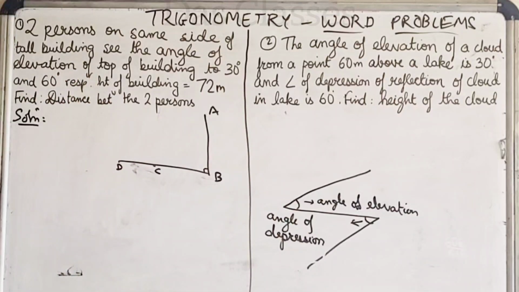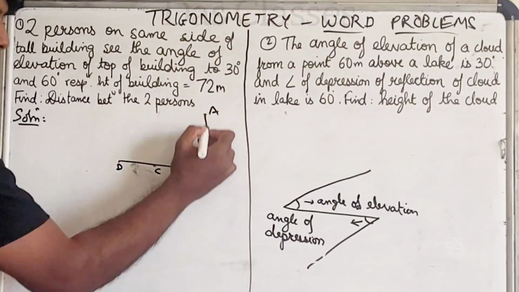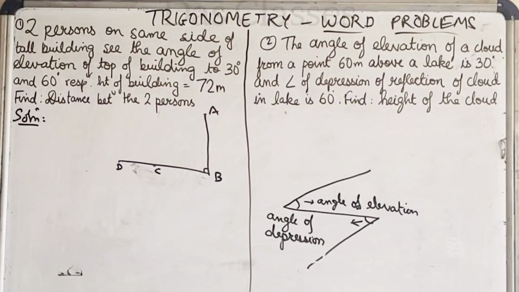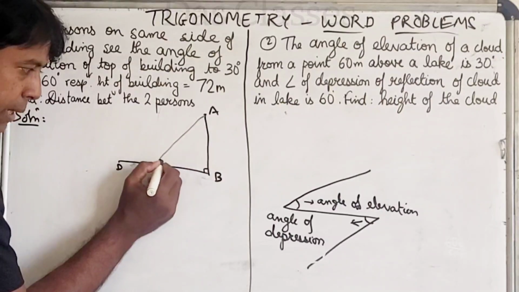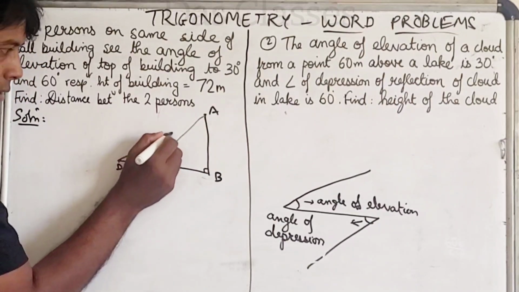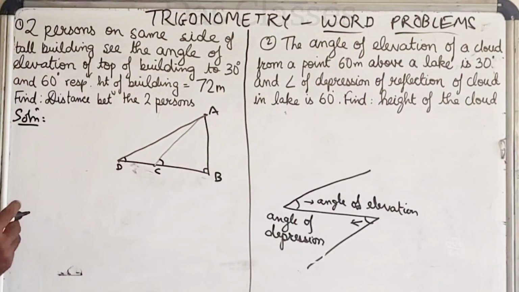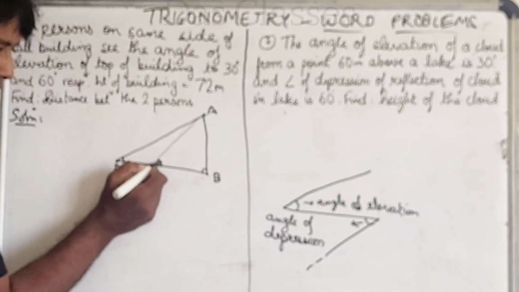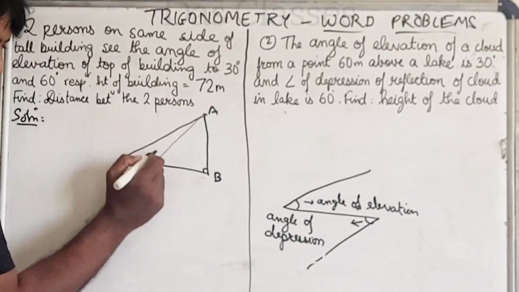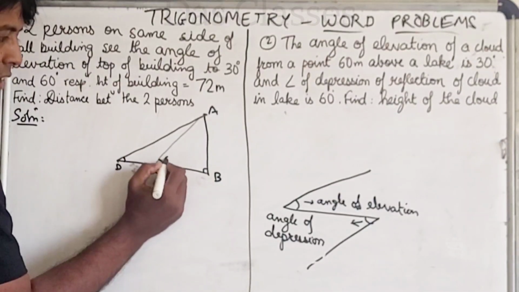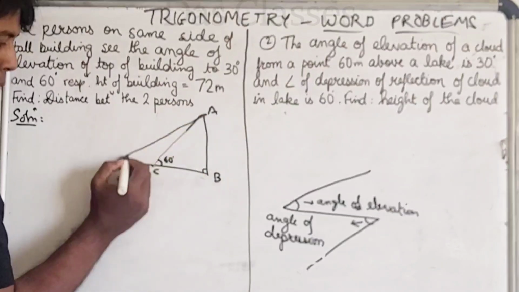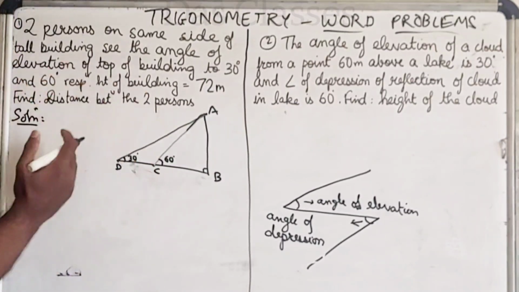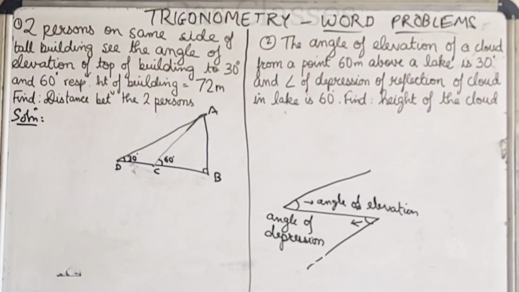The angle of elevation of the top of the building, this is the top of the building, is 30 degrees and 60 degrees respectively. So when this person is saying it is an angle of elevation, some angle, and when this person is saying there is an angle of elevation, as you can see this angle is bigger compared to this. Obviously the person standing in front will make a greater angle, that is 60 degrees, with the top, and the person standing behind will make a lesser angle, 30 degrees.